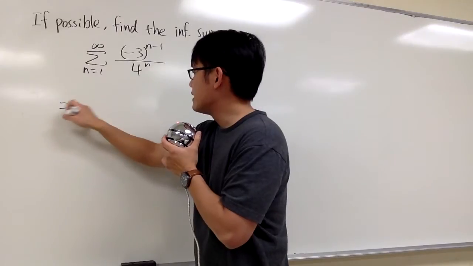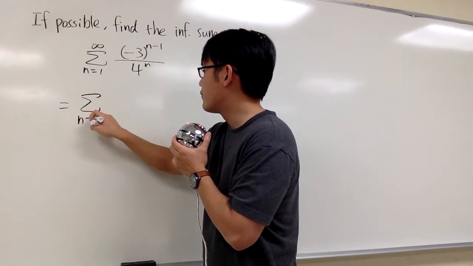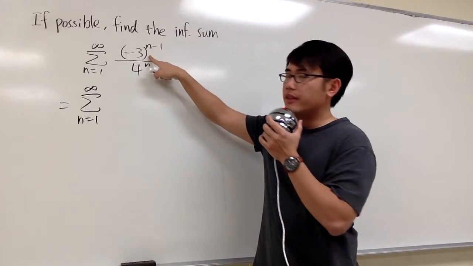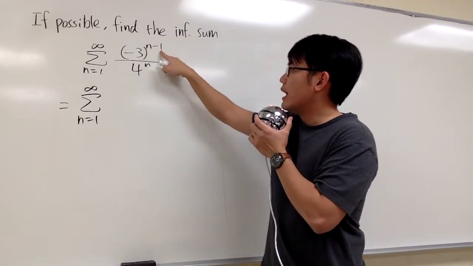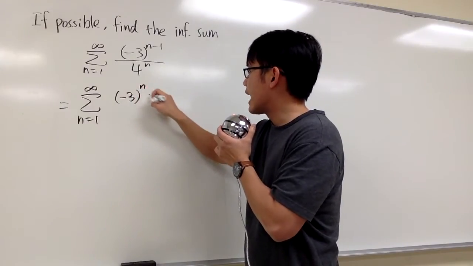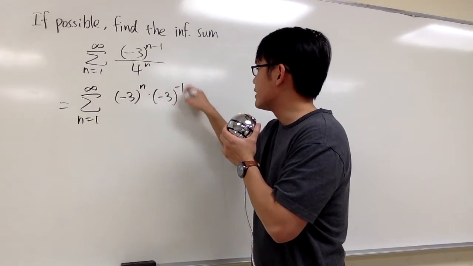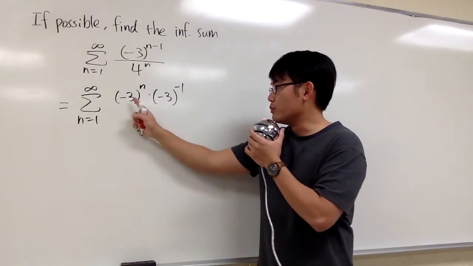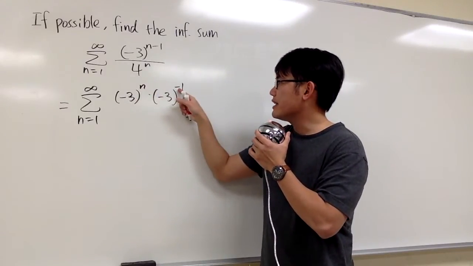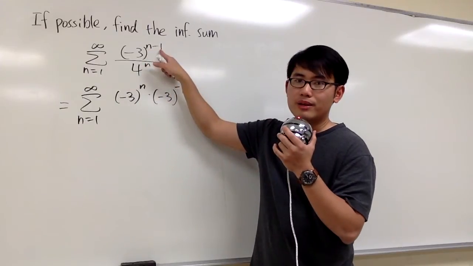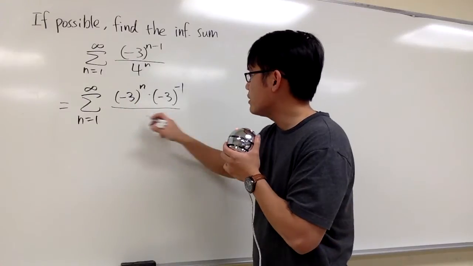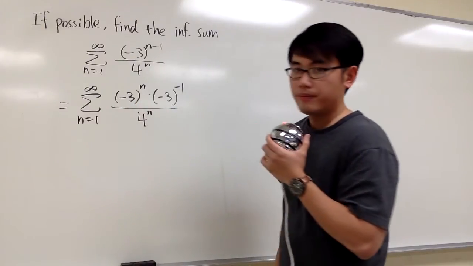So I will just write this down again, the summation n from 1 to infinity. On the numerator, negative 3 raised to the n minus 1 power, we will break this apart as negative 3 to the n power times negative 3 raised to the negative 1 power. Because when we multiply, we can just combine the exponents. N plus negative 1, we just get n minus 1. So this is just a breakdown, right? And then we have over 4 to the nth power.